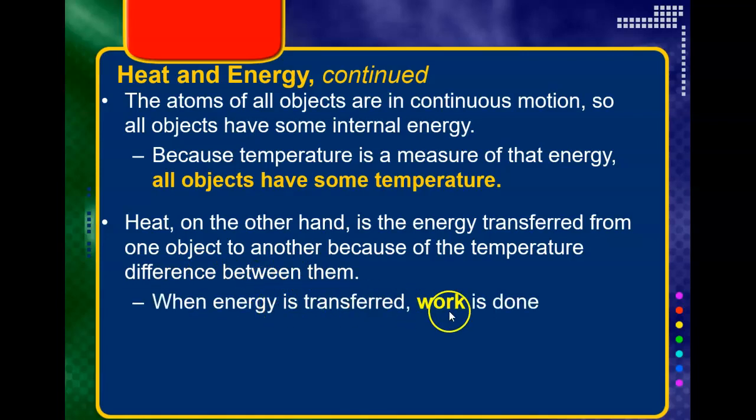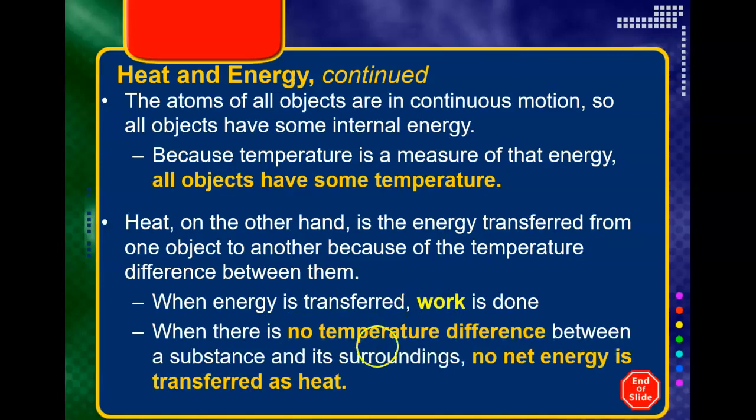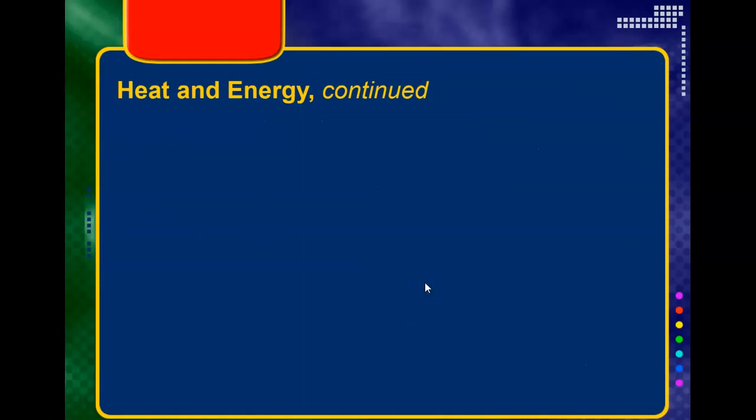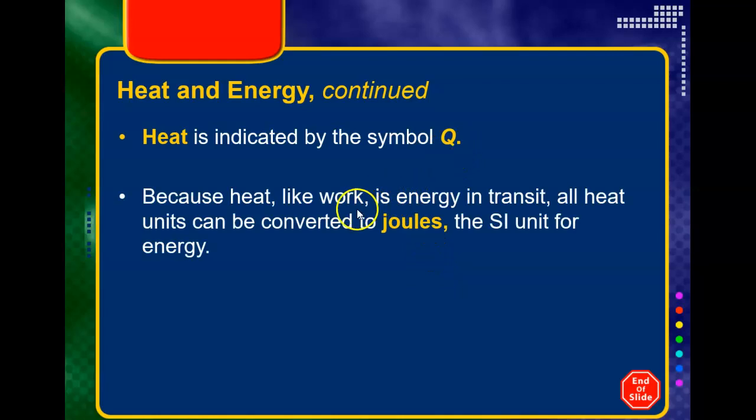Okay, and when energy is transferred, work is done. Work is transferring energy, as we talked about in the last unit. So when there's no temperature difference between a substance and its surroundings, no net energy is transferred as heat. So no work is really done on the object if the temperature remains constant, if there's no temperature difference. Heat is indicated by the symbol Q. And like work, heat is a transfer of energy, so the unit is joules.